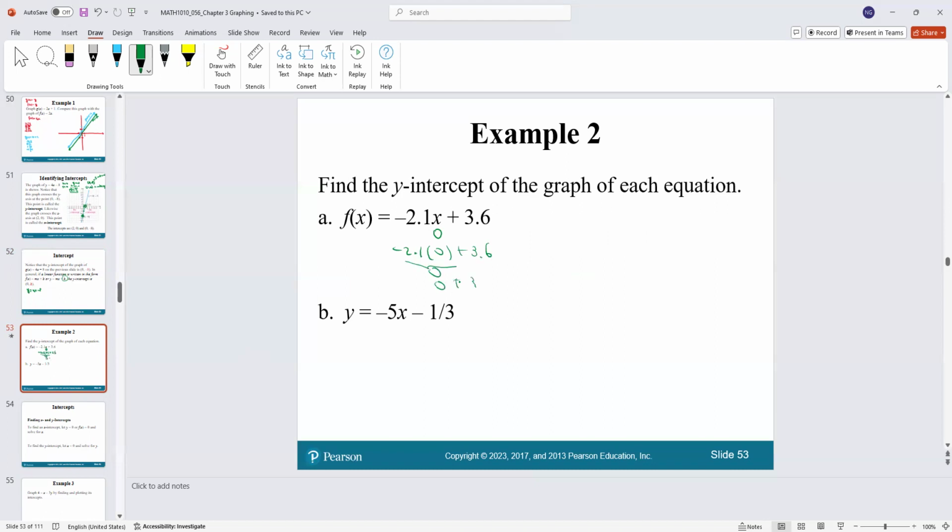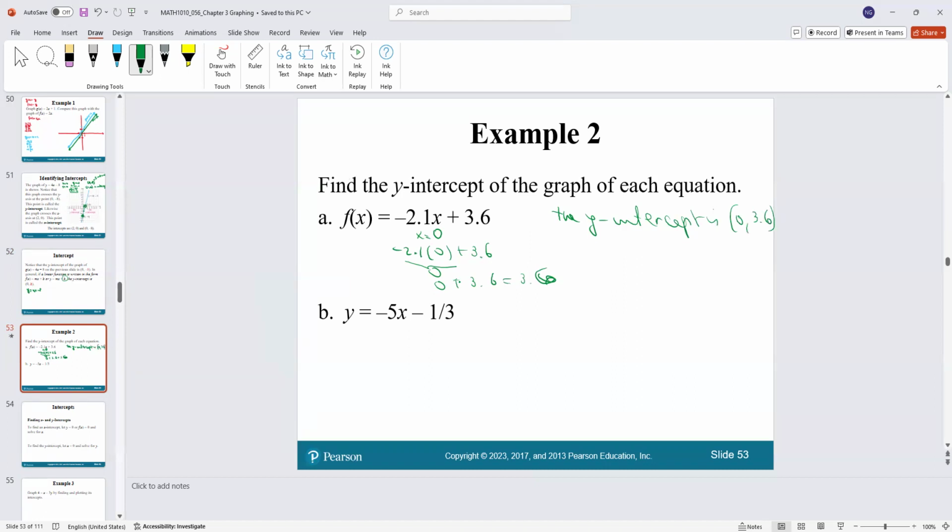So 0 plus 3.6 is 3.6, right? So you can conclude the y-intercept. Remember, x is 0, right? So the y-intercept is (0, 3.6). That's a point.